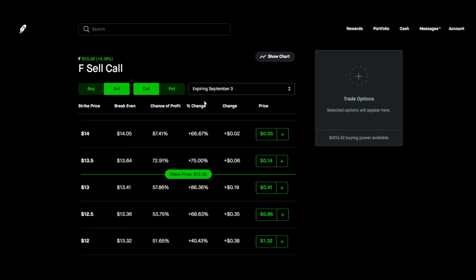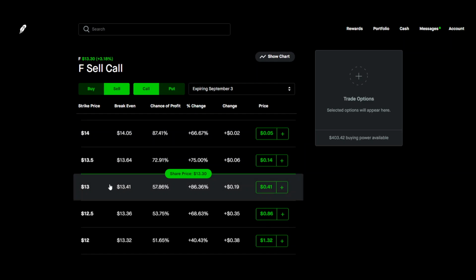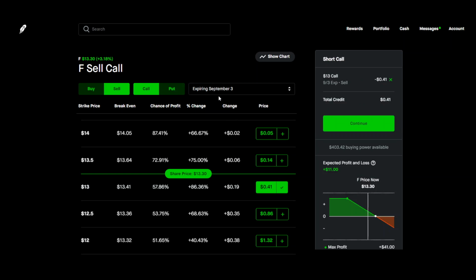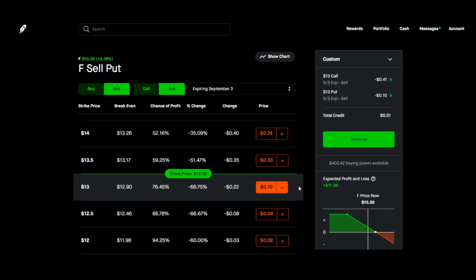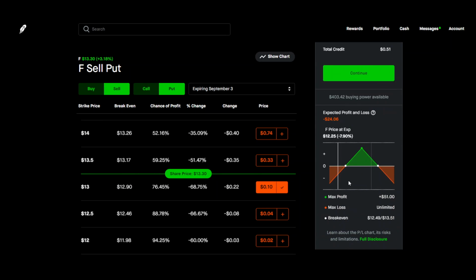So let's say I'm going to sell a call. I think it'll be around the $13 price on September 3rd. So we're going to sell a call right here, and then we're also going to sell a put in the exact same spot. So you should see something like this. And now you can see our max loss is unlimited. So if Ford tanks for whatever reason, our max loss just keeps going down. If Ford rises a lot for whatever reason, our max loss just keeps going down.